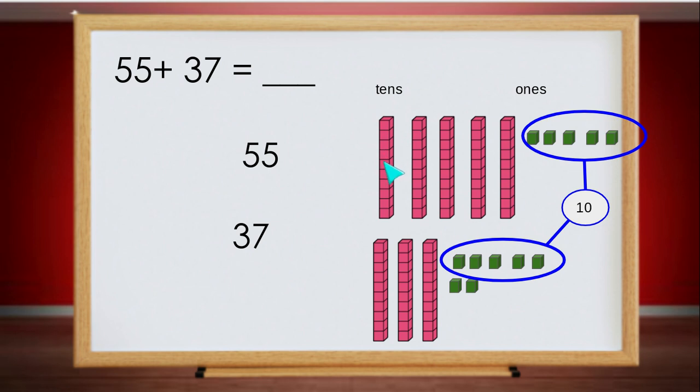So now I'm ready to count. 10, 20, 30, 40, 50, 60, 70, 80, 90, and the 2 ones that are left over equals 92. So 55 plus 37 equals 92.